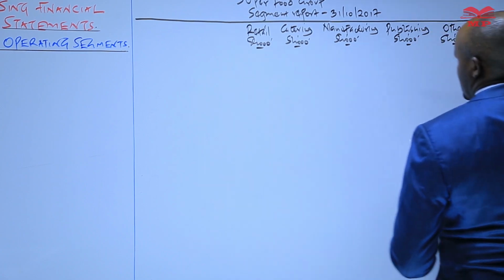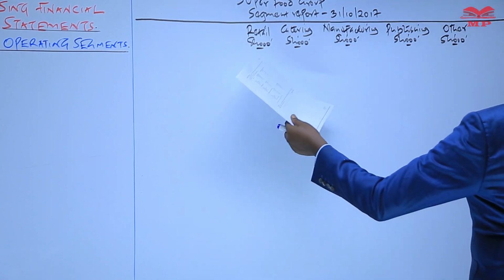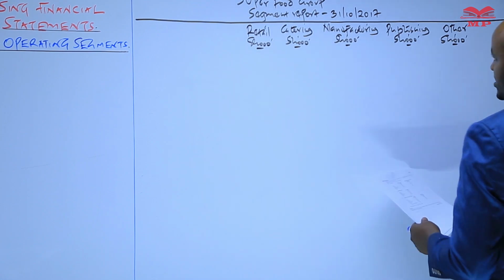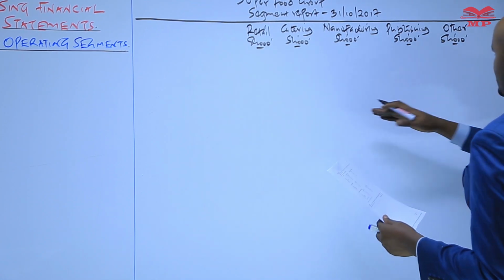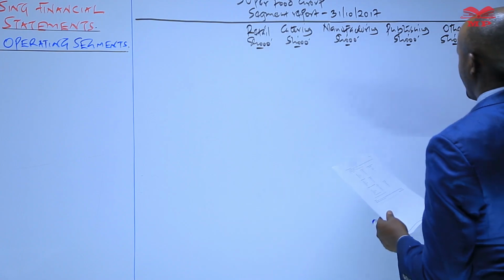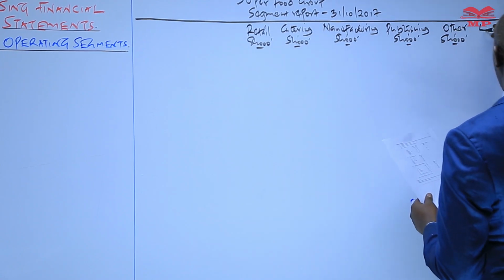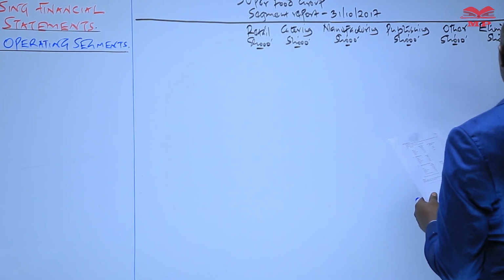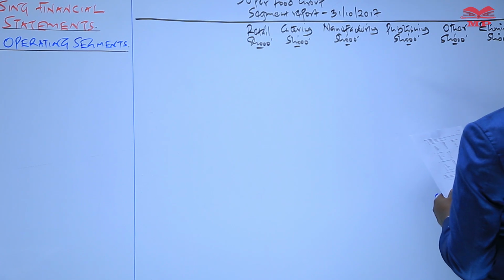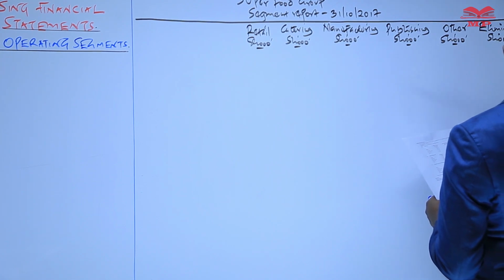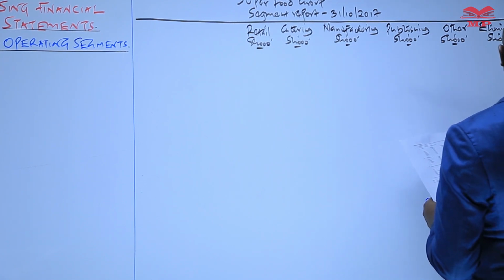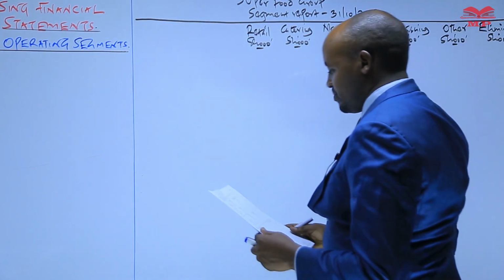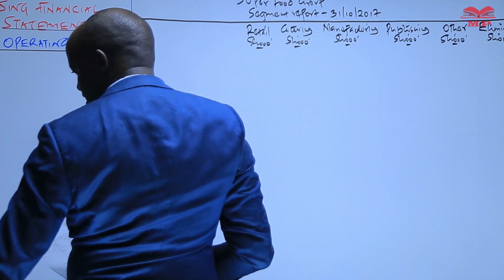After having our segments here, because we have 5 segments, we have 5 columns for our 5 segments. Next we have the elimination column. And finally we have the consolidated, or the total column. So basically those are the number of columns which you're going to have.